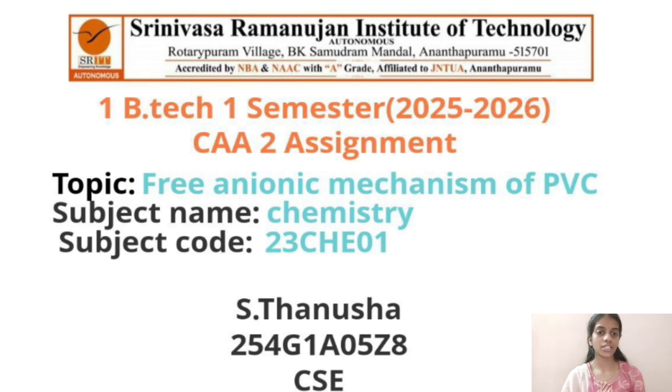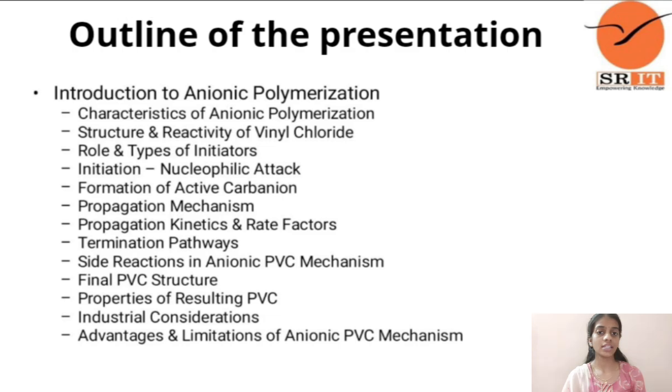Today's presentation topic is the free anionic mechanism of PVC. In this slide we have the outline of the presentation: introduction to anionic polymerization, characteristics of anionic polymerization, structure and reactivity of vinyl chloride, role and types of initiators, initiation nucleophilic attack, formation of active carbanion, propagation mechanism, propagation kinetics and rate factors, termination pathways, side reactions in anionic PVC mechanism, final PVC structure, properties of resulting PVC, industrial considerations, and finally advantages and limitations of the anionic PVC mechanism.